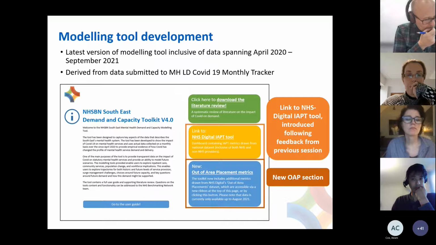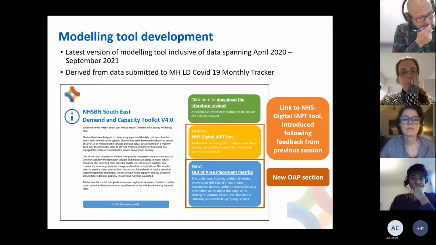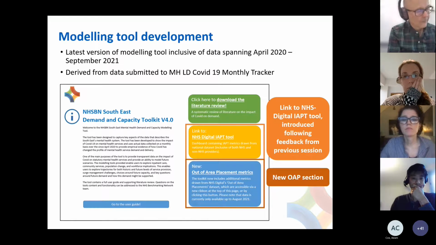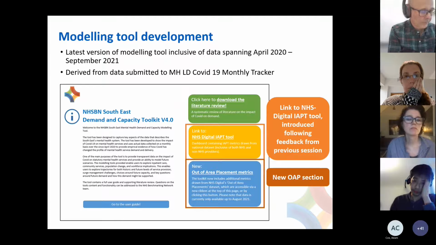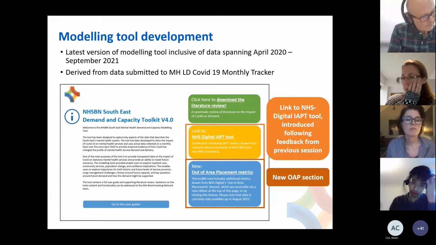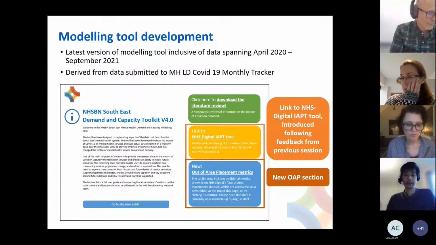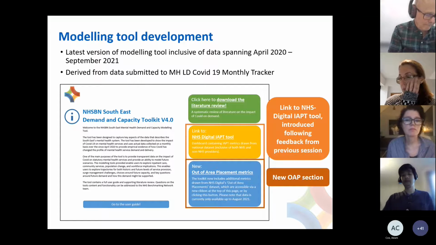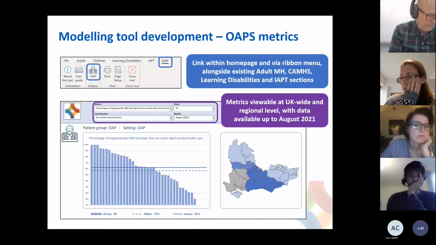In addition to that, we've also got the new out of area placement section. Alongside adult mental health data, CAMHS data, IAPT data and learning disabilities data, we've now got this new section available via the homepage. Just to reiterate, other than the two new buttons, the remainder of the data comes to us direct from trusts as part of the Mental Health and Learning Disabilities COVID monthly tracker. Within the tool, we have the UK-wide data, and then we drill down to the southeast.